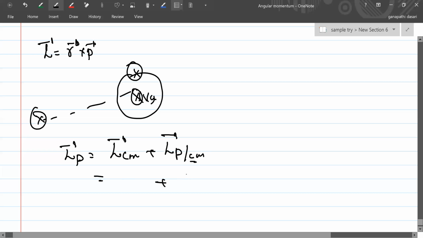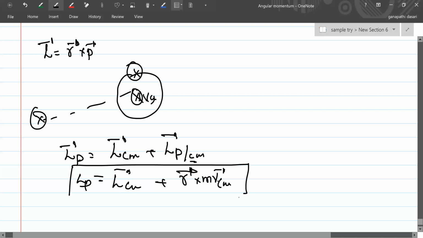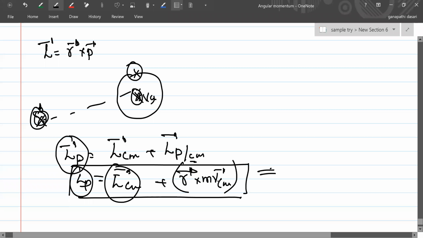This is radius cross mass into velocity of that particle, right? So that particle's velocity will be the velocity of the center of mass only, in magnitude. First, whenever we want to find out a particle's angular momentum, we find the particle's angular momentum about the center of mass. Then we find the angular momentum of the center of mass with respect to the point that we want. If we add both of them, we get the angular momentum of the particle. Got it?